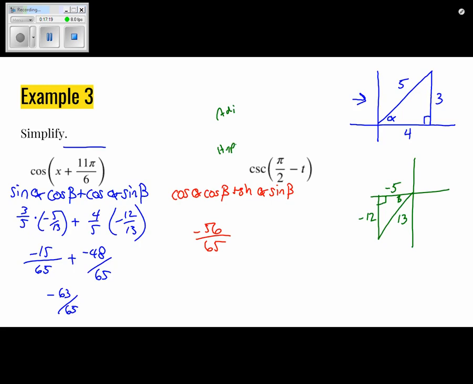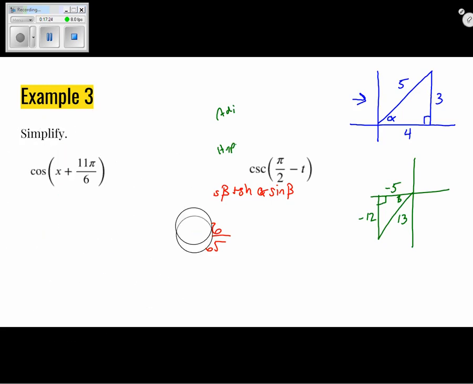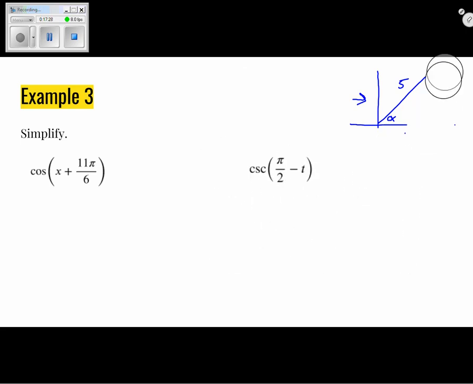All right, one more, or two more I guess, I want to talk about. Kind of a mixture of the two, variable and this.